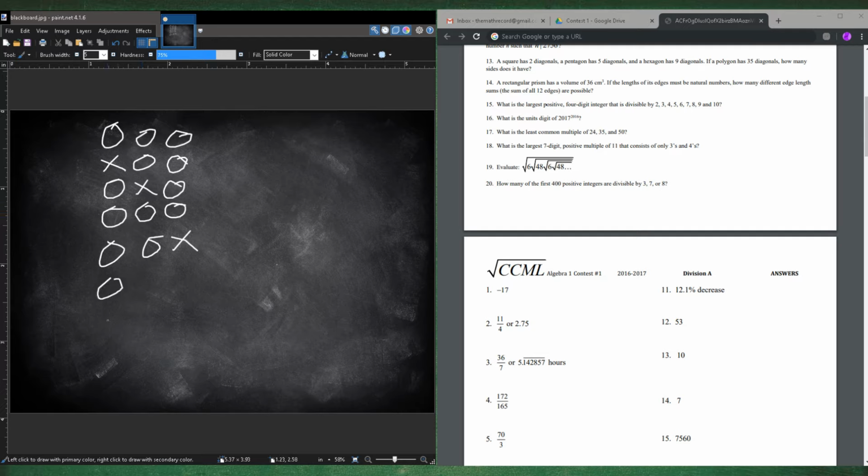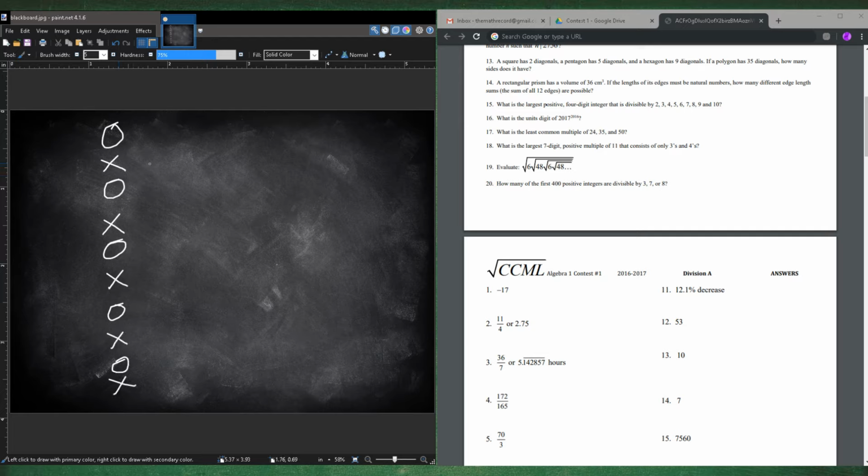So we're going to have 1, 2, etc. Actually, let's just write 10 of them. Oops, sorry, I'm missing some. So 0, 0, X, 0, 0, X, 0, 0, X, and 0. And then 1, 2, 3, 4, 5, 1, 2, 3, 4, 5.